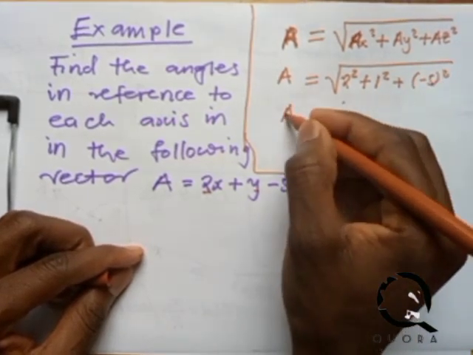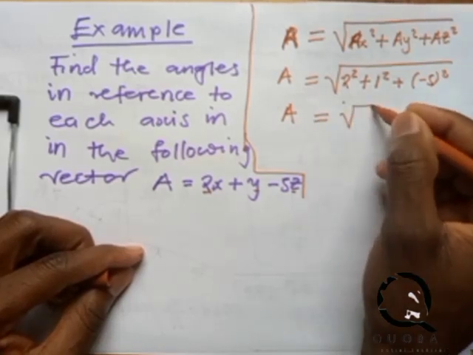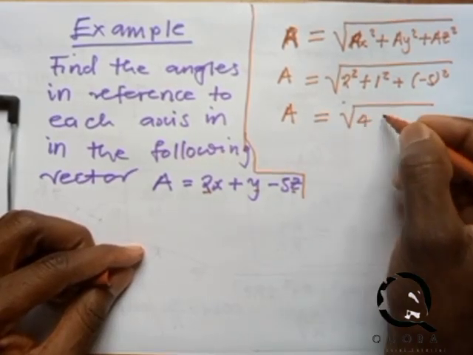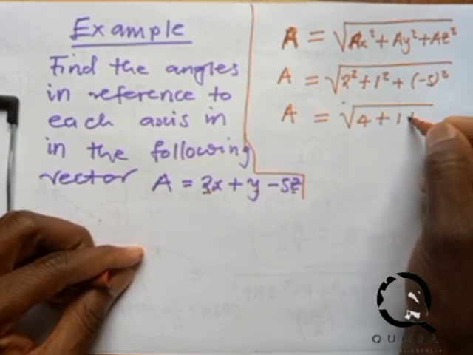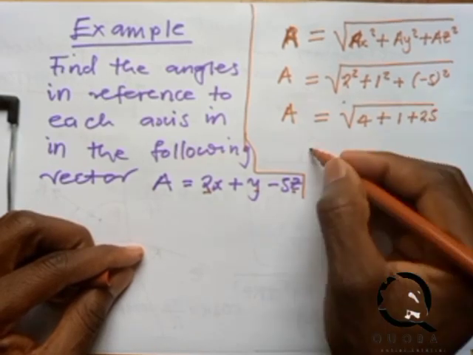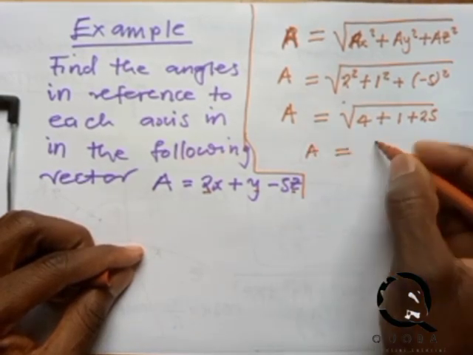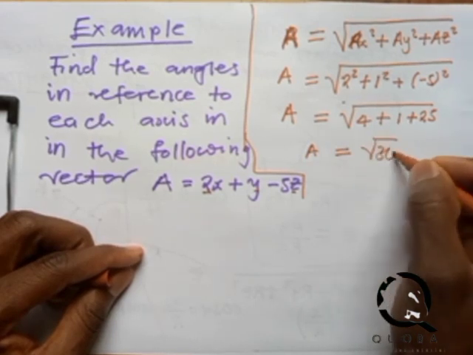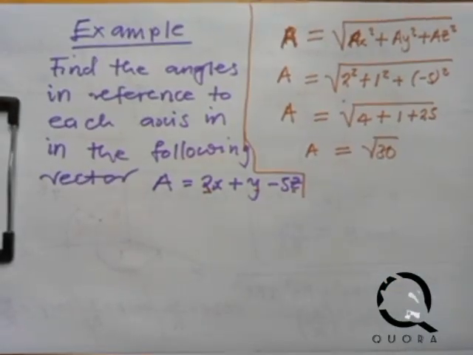squared, meaning that we are going to have 4 plus 1 plus 25, and A is going to be equal to the square root of 30. So to get the angles, we said we are going to be using cos. For three-dimensional vectors, we must use cos with reference to what? To every component. With reference to every component.